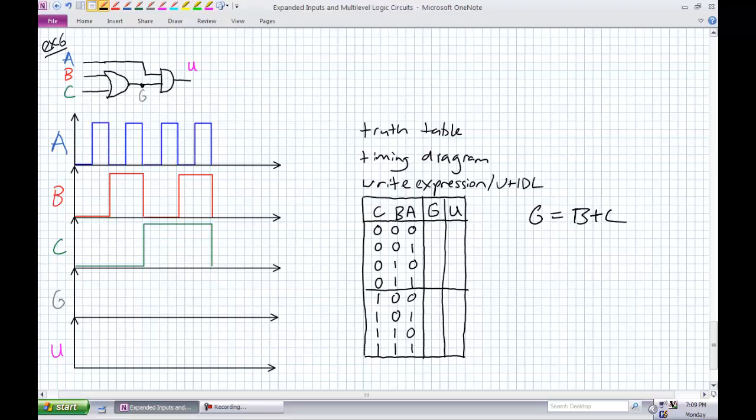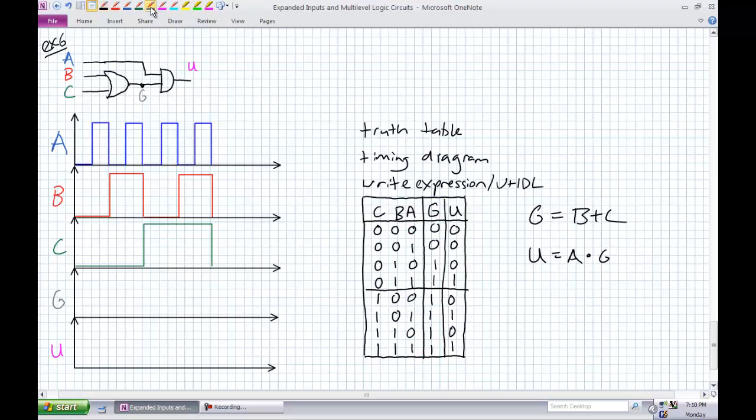I'm going to use my truth table. So B or C looks like 0, 0, 1, 1, 1, 1, 1, 1. What is U? U is A ANDed with G. Use these two columns and AND them together. What do I get? 1, 1, 1. Does that make sense? Now go ahead and put this in a timing diagram.